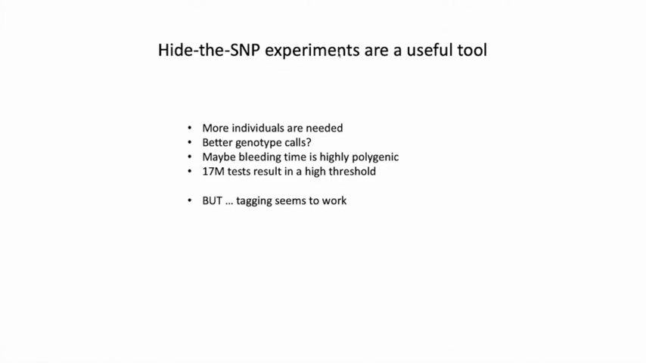So again, the hide the SNP experiments are a useful tool, but they suggest more individuals are needed. Perhaps better genotype calls are needed. Perhaps bleeding time's highly polygenic, and we don't have a 5%er in there, which is why that GWAS fails. 17 million tests is going to be a problem, because we're doing almost 10 times as many tests as they do in a human GWAS, and so the significance threshold's an issue. But the tagging does seem to work. So the LD structure of the population is probably appropriate.